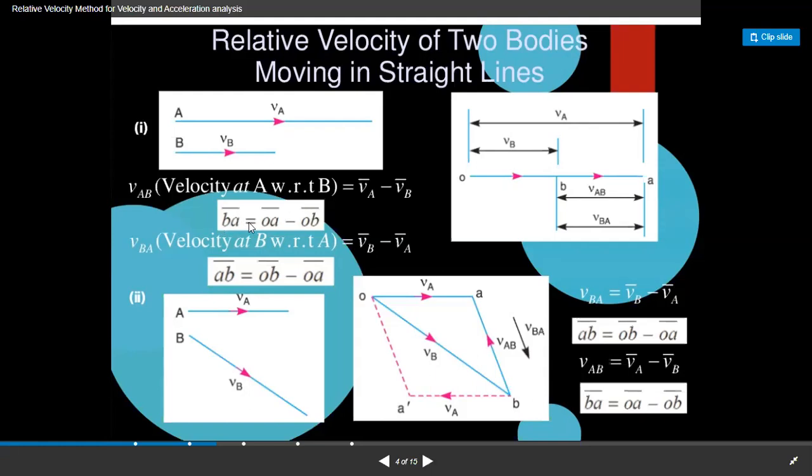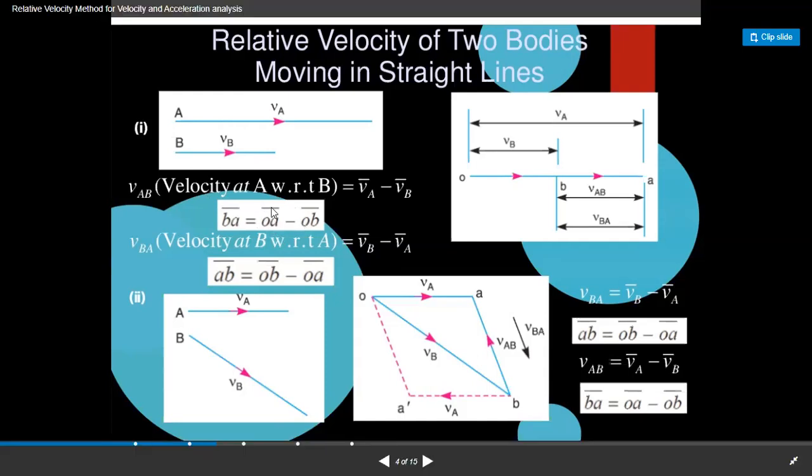So the velocity of A with respect to B, VAB, is equal to VA minus VB. If we want to find the velocity of B with respect to A, then we have to subtract the velocity of A from B, means velocity of B minus velocity of A. Now VBA is equal to OA minus OB. How will it be calculated?